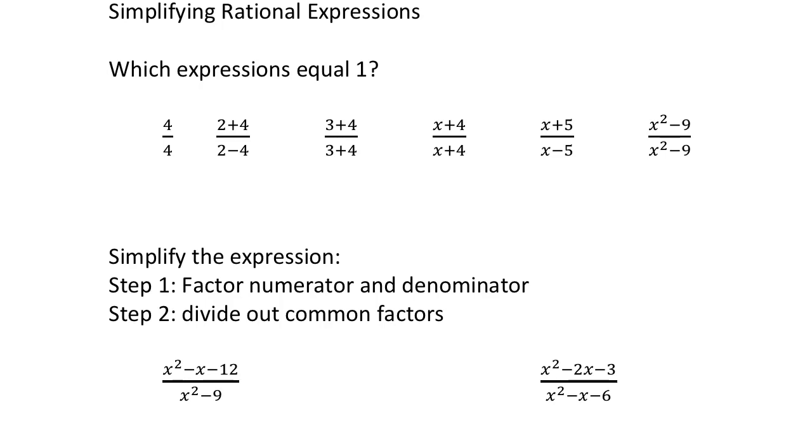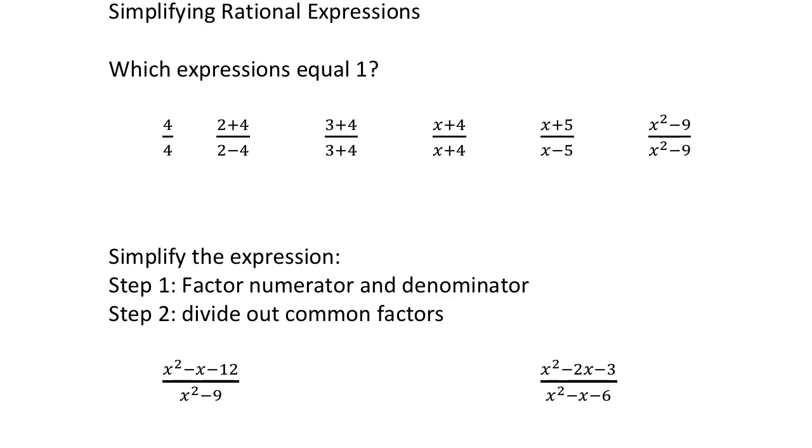All right, we are looking at simplifying rational expressions. This is the beginning of our chapter 7. So the first thing we want to look at is which expressions are equal to 1. Because when we are simplifying, we are going to divide out all of the pairs that equal 1.